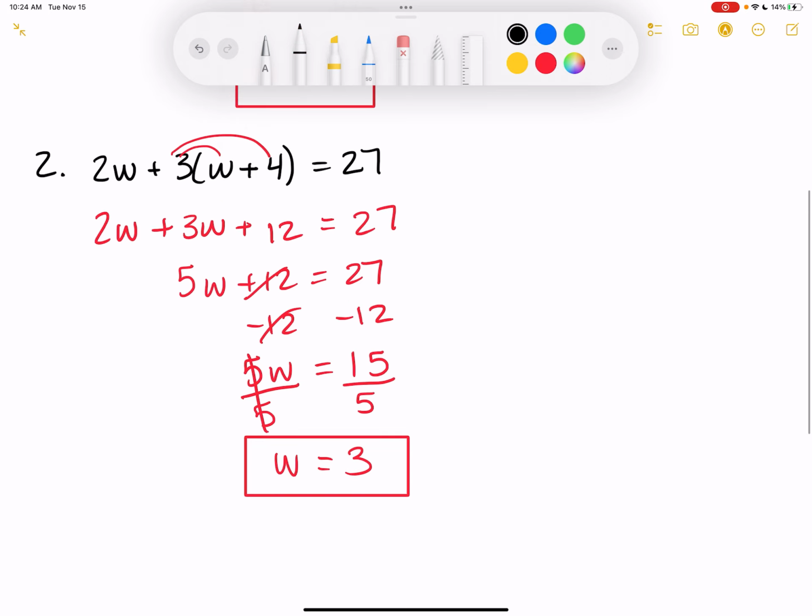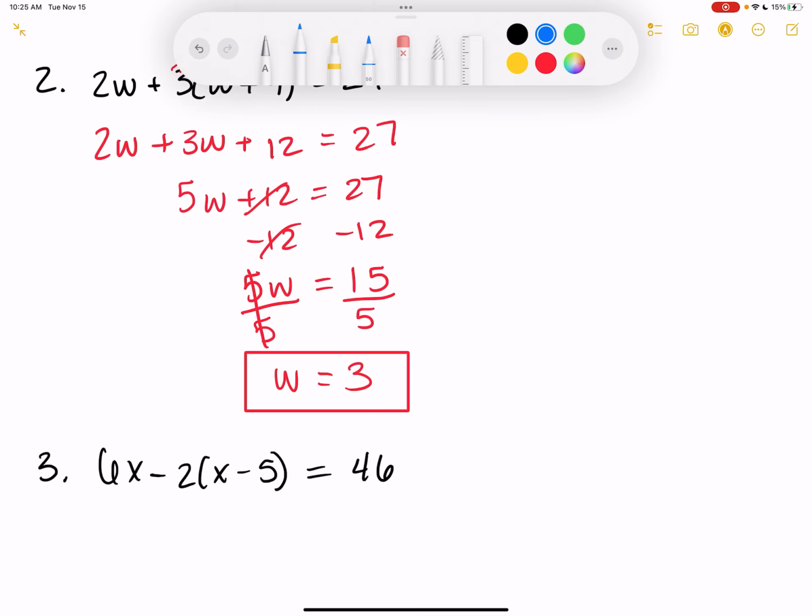All right, number 3, 6x minus 2 times x minus 5 equals 46. So what do we do with this one? Distribute first. So what does that give me? 6x minus 2x, minus, and negative 2 times negative 5.